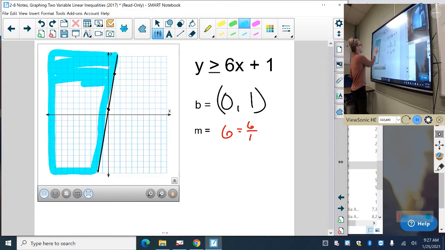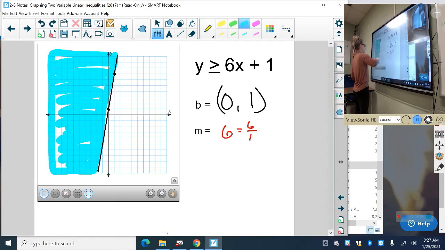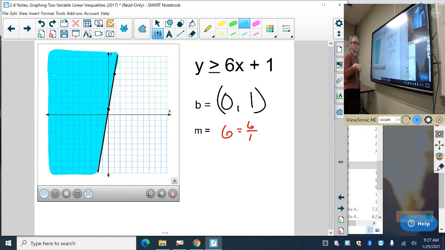So all of these values over here are greater than or equal to 6x plus 1. Okay? y is greater than or equal to 6x plus 1. And the actual line is also included because it is a solid line. Okay, so make sure you think about that. Is (0, 1) a solution? Yes, because of the equal to symbol. Is (1, 7) a solution, this point? Yes, because it's equal to. It's on that line. If this line were dotted, the answer would be no.